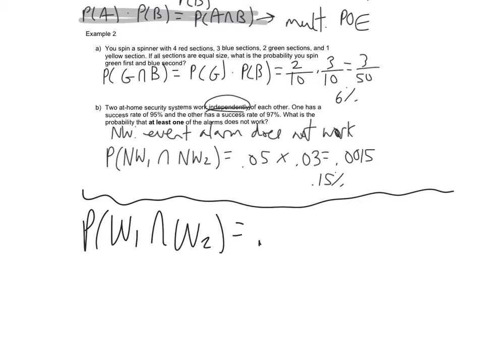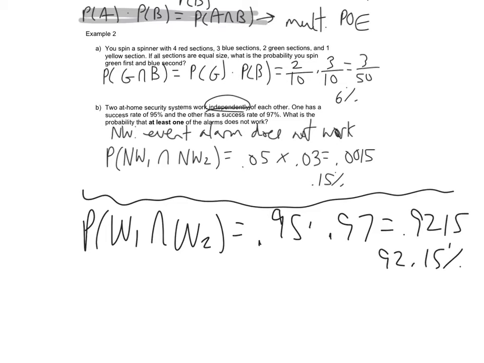That would be 0.95 times 0.97, which equals 0.9215, 92.15%. That's the probability of them both working. So then that means that the probability of 1 or 2 not working would be 1 minus that. So the probability of at least one not working would be 1 minus 0.9215, which is 0.0785.